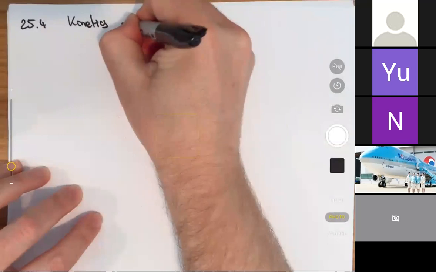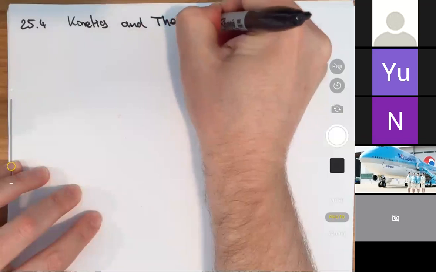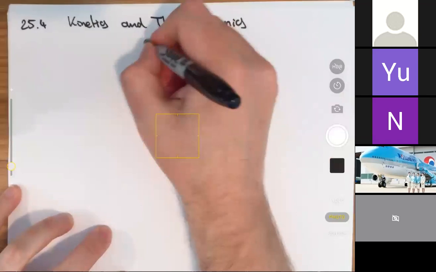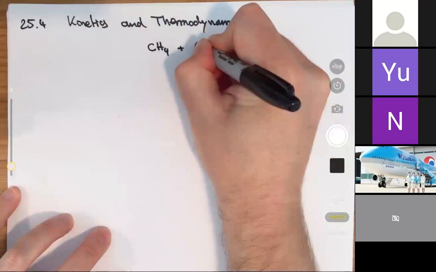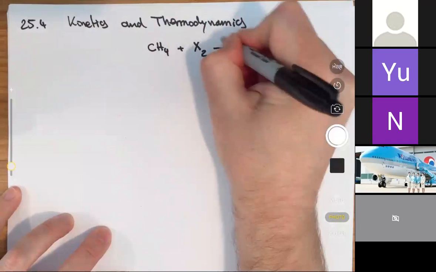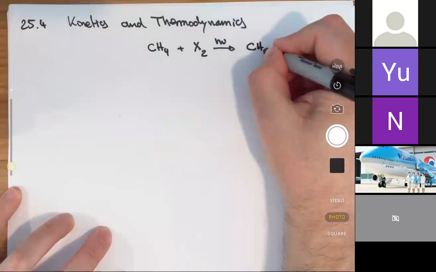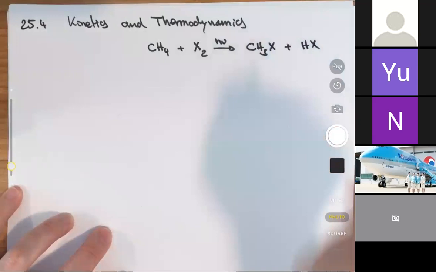of this reaction. And we're just going to pick a simple example here. Let's say we take methane and we react this with a halogen. And I'm just going to abbreviate this here as X2 under photochemical conditions. So we break this X2 bond with light, and we generate the halogenated species plus HX. That's the reaction that we're going to be looking at.